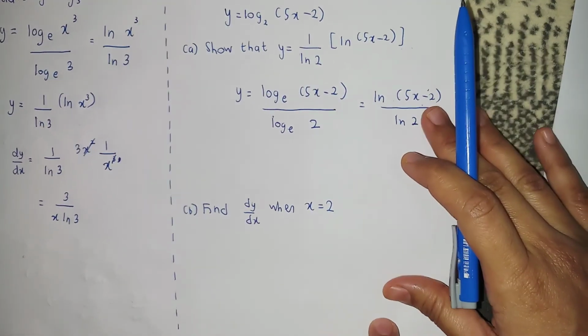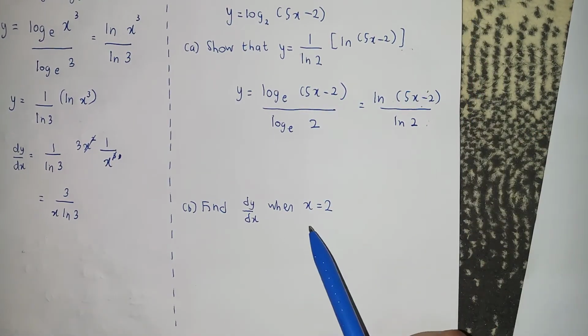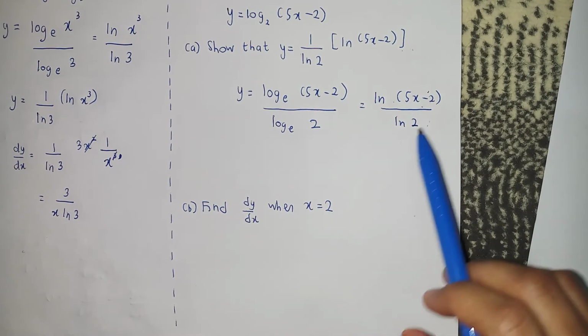So second part of the question, part B, find dy over dx when x is equal to 2. So now we want to differentiate that.